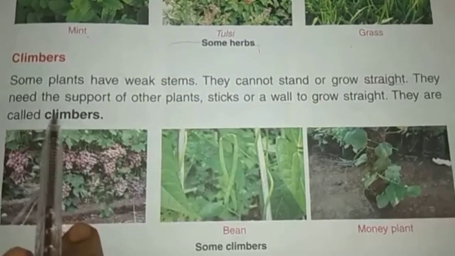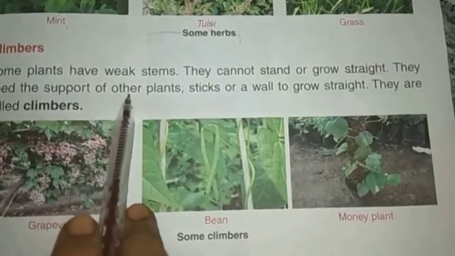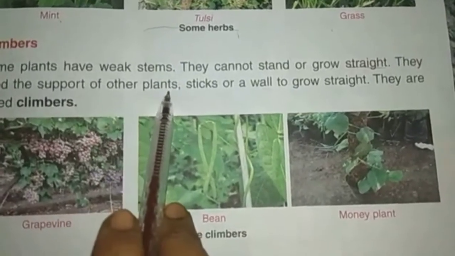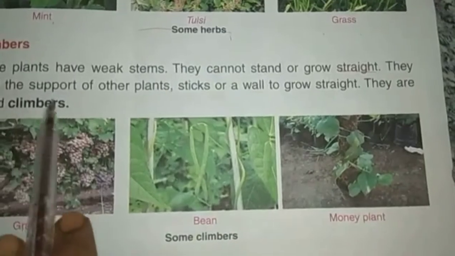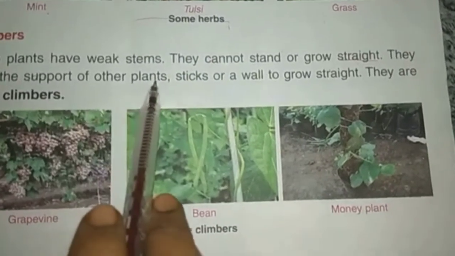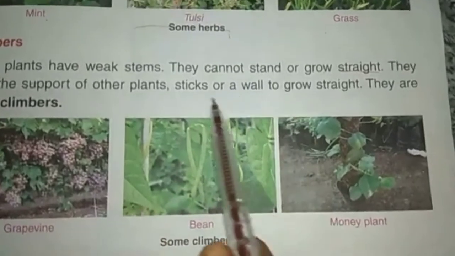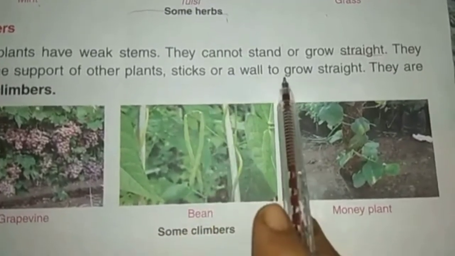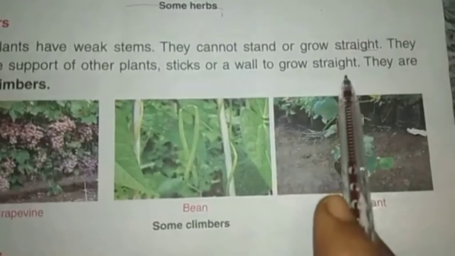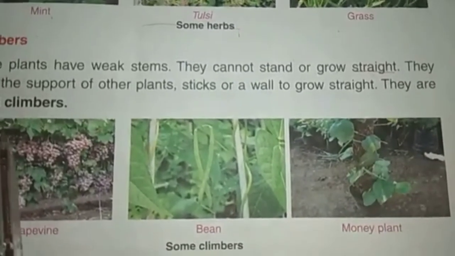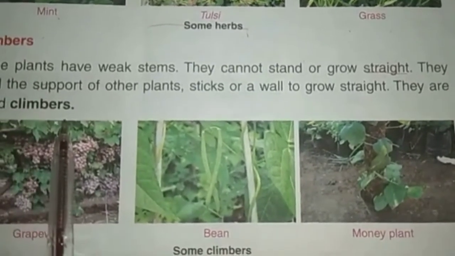They need the support of other plants, sticks, or a wall to grow straight. They are called climbers.